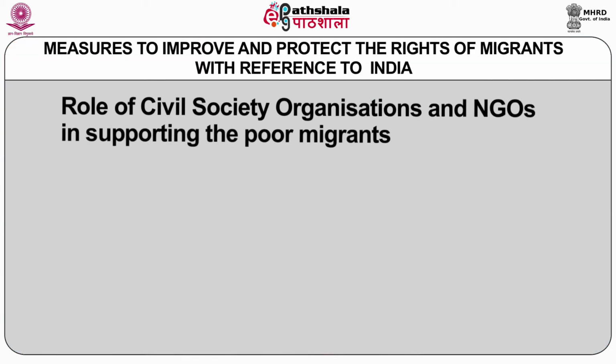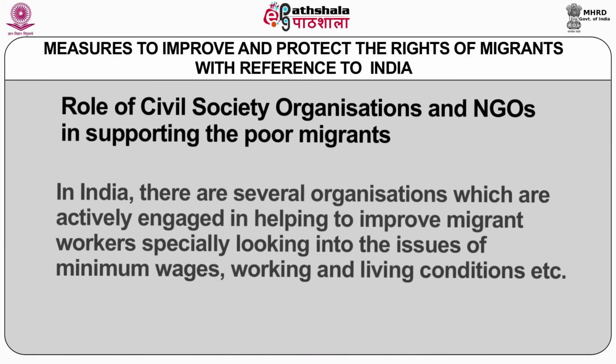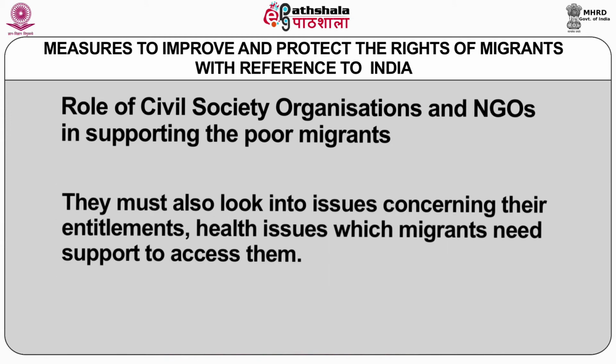Now, what's the role of the civil society? Organizations and NGOs in supporting the labor migrants in India, there are several organizations which are actively engaged in helping to improve migrant workers, especially looking into the issues of minimum wages, working and living conditions, etc. They must also look into the issues concerning their entitlements, health issues, which migrants need support to access them.